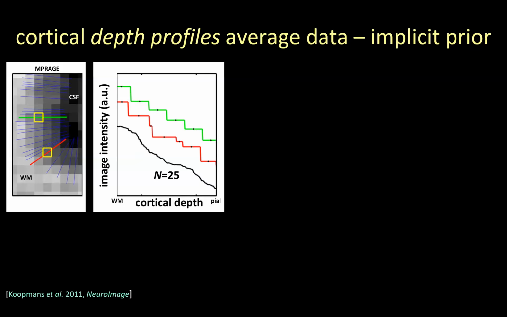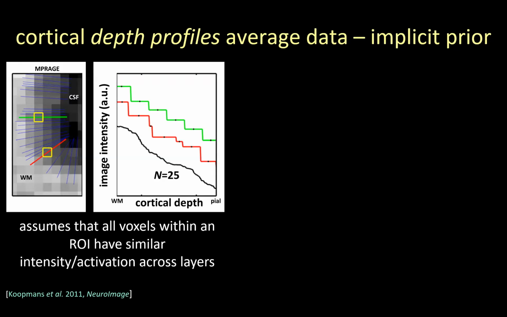If he makes a profile through the red line, again, it gets a kind of stair-steppy profile of intensities. If he averages many, many lines, the transitions between the voxels are at different locations. And if he averages these together, he gets a smooth profile like we're accustomed to seeing. But the point is that in this analysis, the larger the ROI, the less stair-steppy the profile is, but it assumes that all voxels within this ROI have similar activation or intensity across layers. We just need to be mindful of this assumption. We need to be thinking about how big the ROI is.